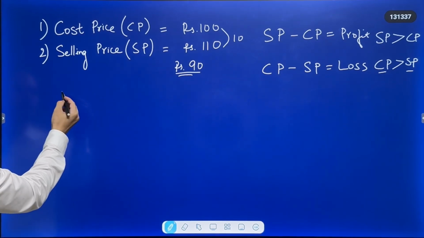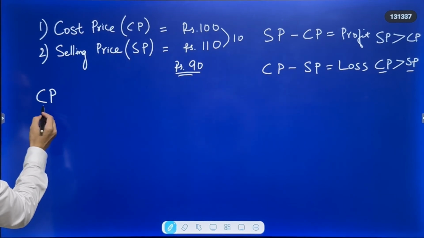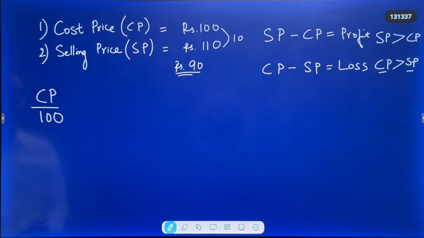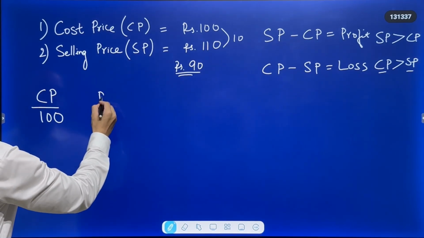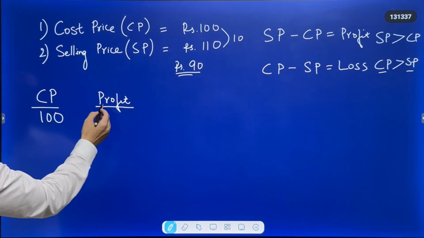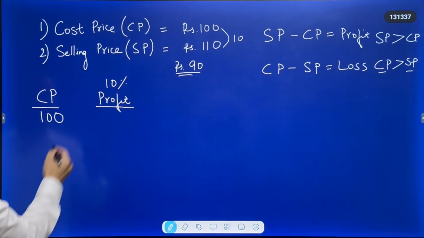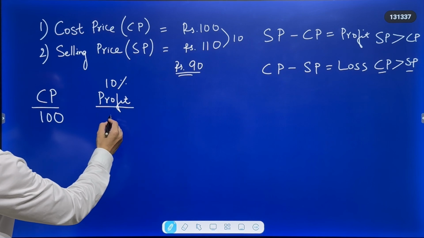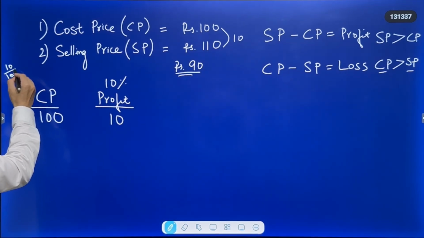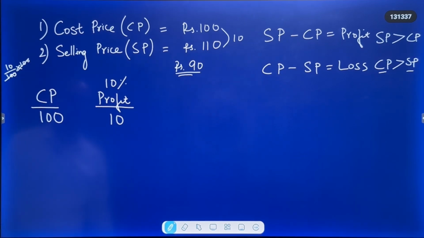So we'll discuss another concept. Suppose I say cost price is equal to 100, then profit, let's say profit is 10%. So 10% of 100 is how much? If we calculate 10% of 100, 100 gets cancelled, so it will be 10. So 10% of 100 is 10.